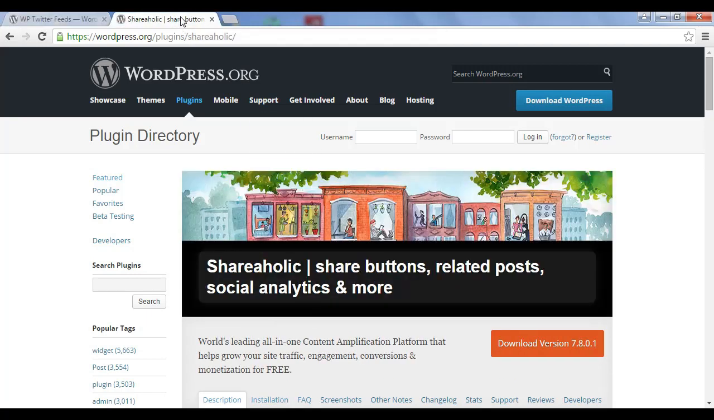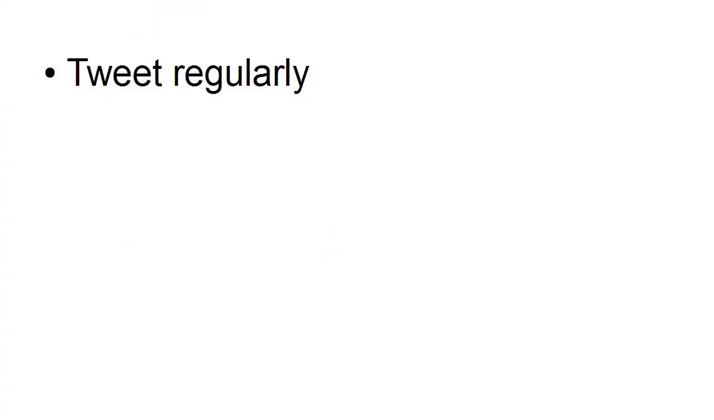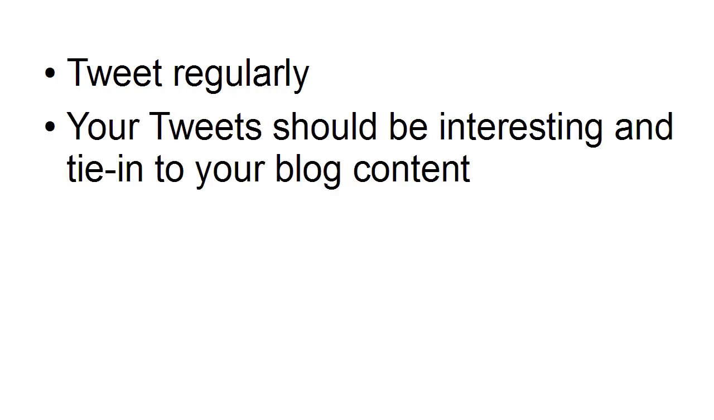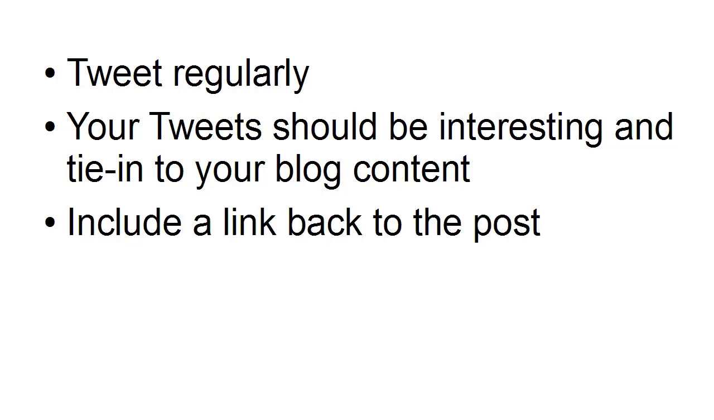You also want to make it easy for people to tweet about your site or your blog, and a good way to do that is to install the Shareaholic Share Buttons plugin on your WordPress blog. Again, you can install this from within the WordPress dashboard, or you can come to wordpress.org and simply do a search, or go to wordpress.org/plugins/Shareaholic. You should tweet regularly to Twitter, and your tweets should be interesting and they should tie into your blog content, and you should include a link back to the post.